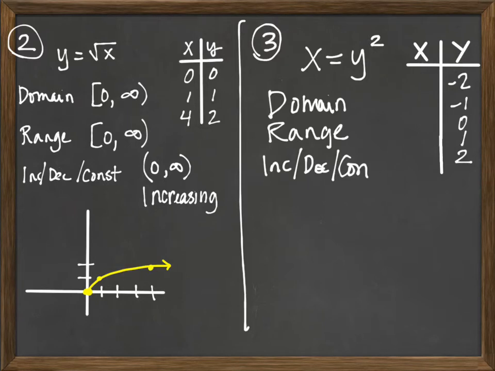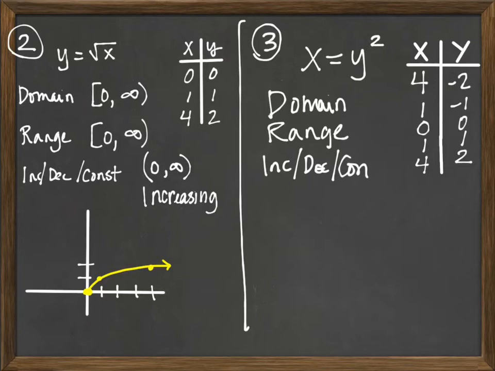Okay, sorry, because I changed that. If y is -1, negative 1 squared would give me 1. If y is 0, 0 squared is 0. If y is 1, 1 squared is 1. And if y is 2, 2 squared is 4. So these are the points that I would plot.